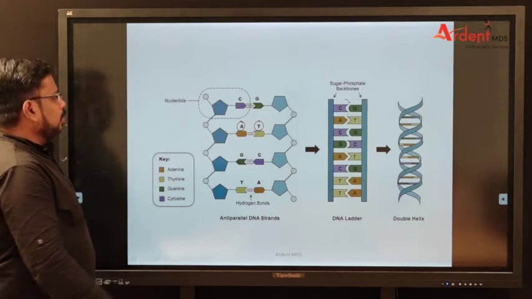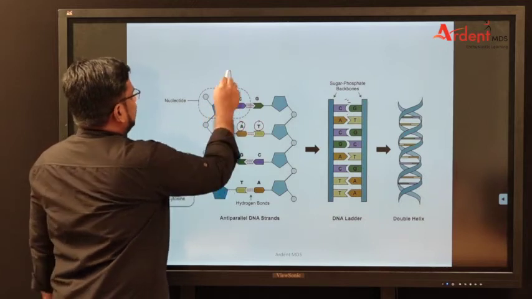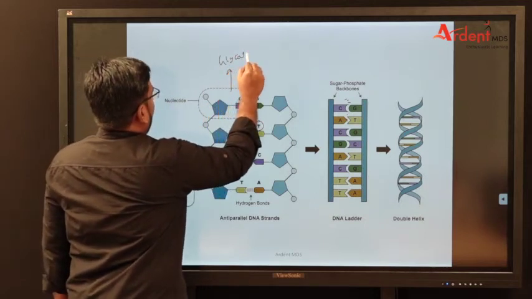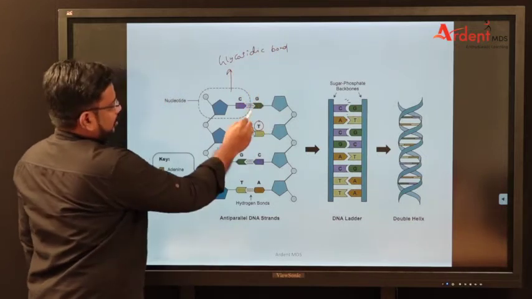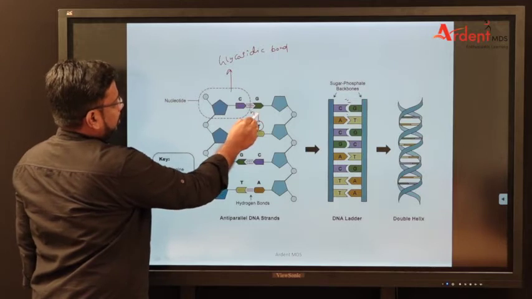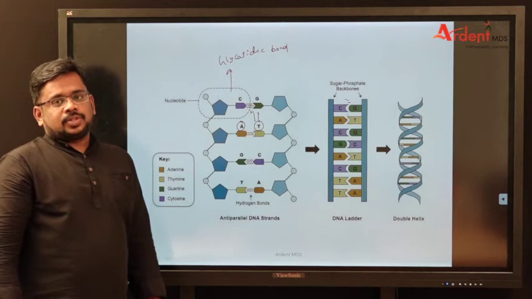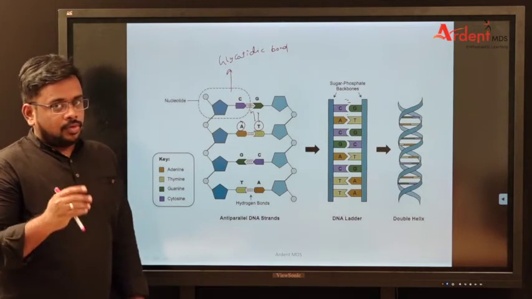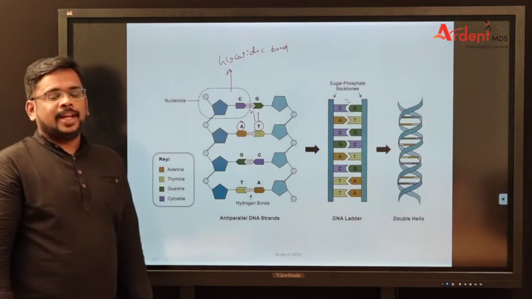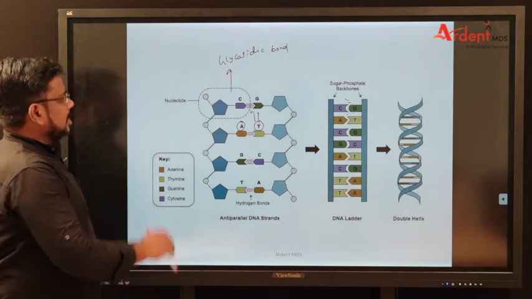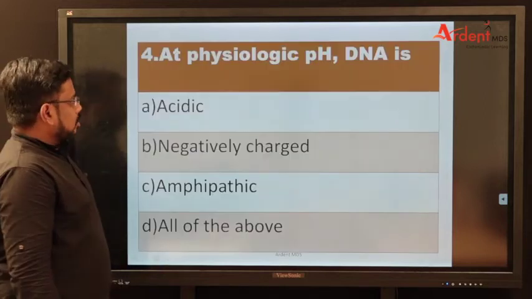As I told you, the bond between the ribose sugar and the purine is a glycosidic bond, and the 2 bases join together by van der Waals force. Number 3. Number 4. 2 nucleotides join together by phosphodiester bond. So these are the various types of bonds present here in the DNA structure.